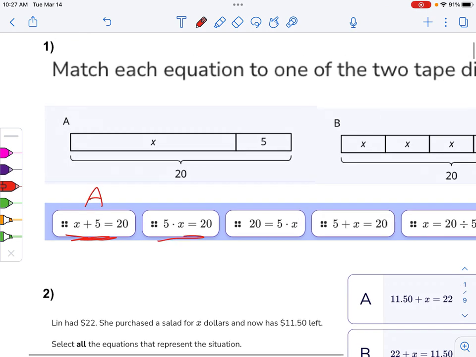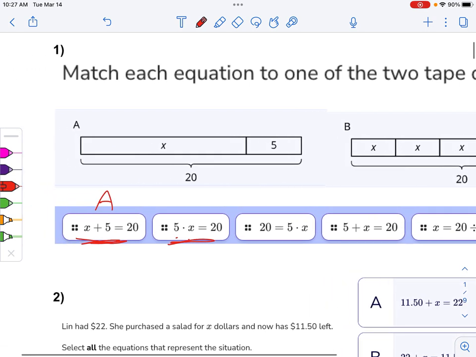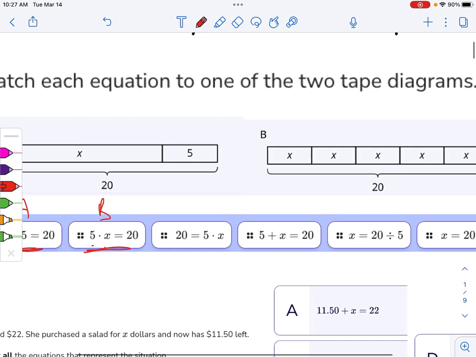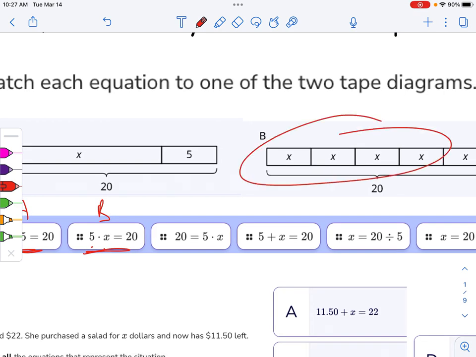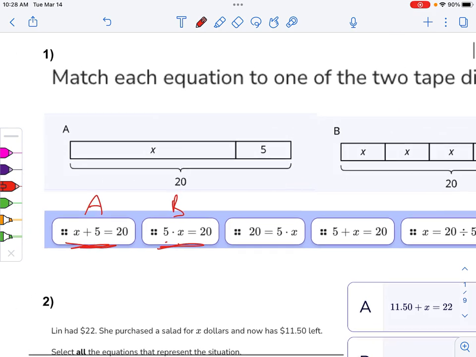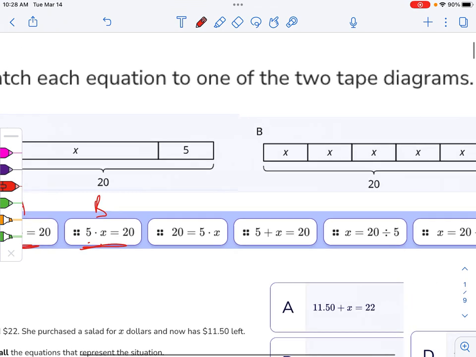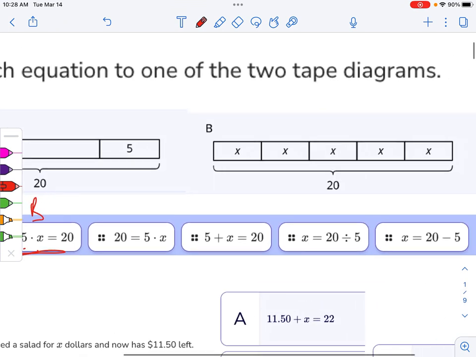This next one is multiplication. This is saying 5 sets of x is 20, and that's definitely what's going on with B. B is 5 sets of x. So when I'm multiplying and dividing, it's going to look like these individual pieces. Adding and subtracting is going to end up with 1 or 2 pieces, probably not equal in length. Okay, the third one here, we got another multiplication. This is saying 5 sets of x, so that goes with B.